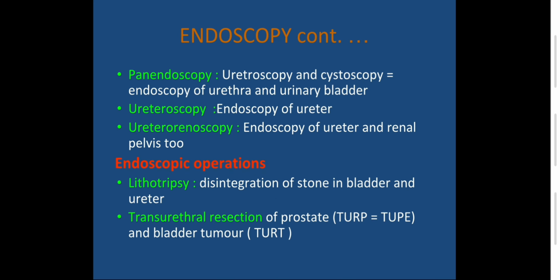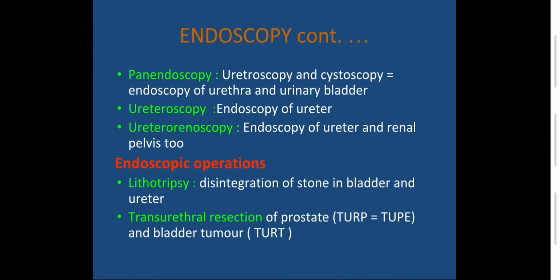We have different types of endoscope. Pan-endoscope. Urethroscope is used for evaluation of the urethra, cystoscope for the bladder, and ureteroscope for evaluation of the ureter, ureterorenoscope for evaluation of the ureter and the kidney.